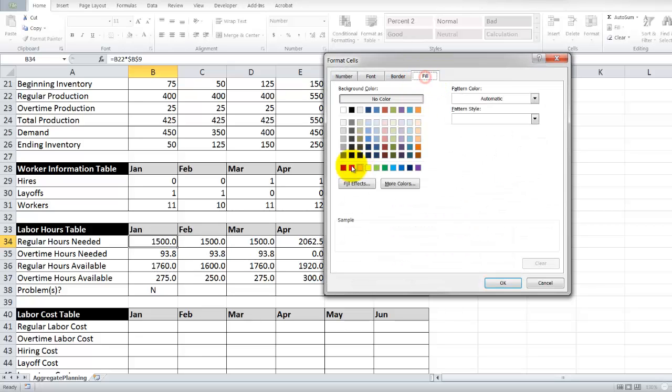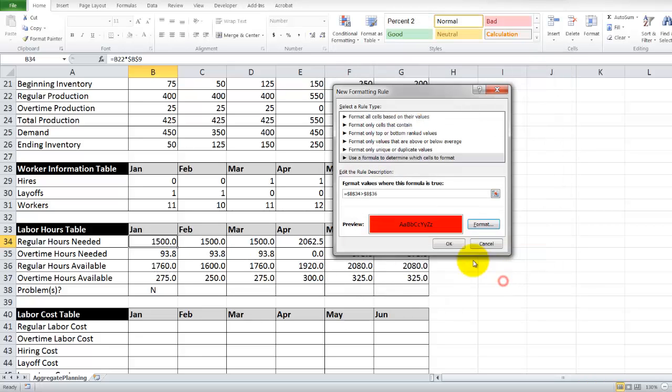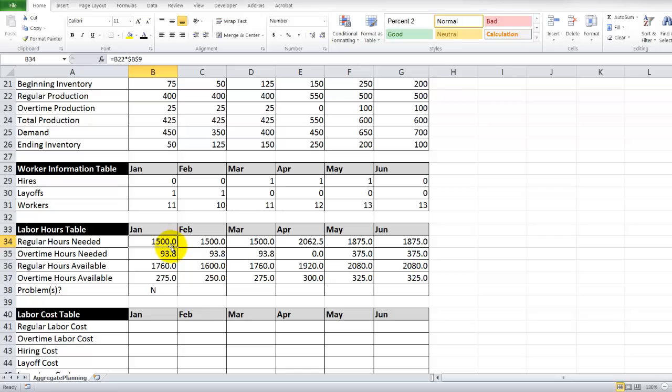So I'm going to go ahead and make this a red fill, but there's one thing I need to do before I hit OK. The thing I need to do is take away these dollar signs because this is in an absolute fashion, and we want to be able to fill this format to the right and actually fill it down. So I'm going to take all those off and hit OK. This is not red because we're not in a situation where we have problems. Let's copy this formatter and bring it over.